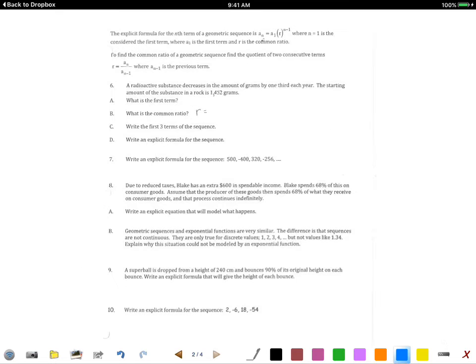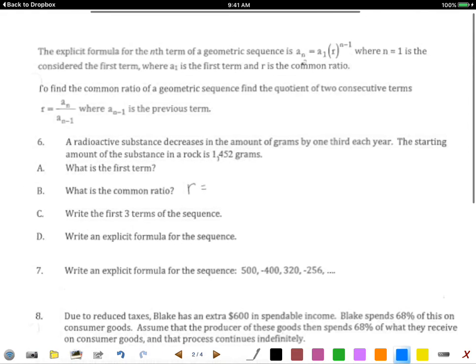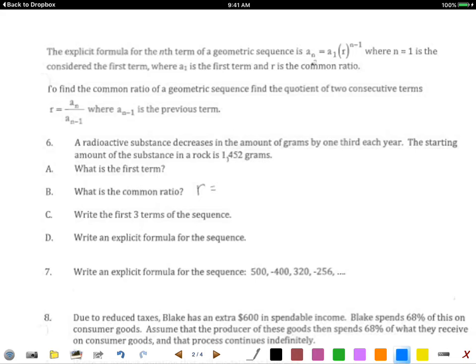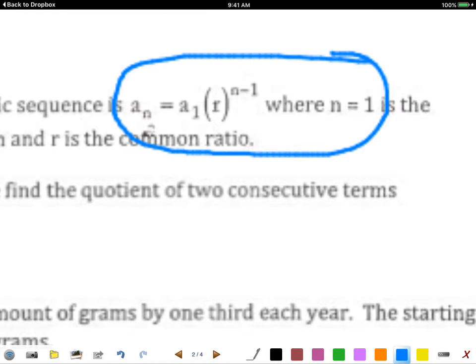All right, let's flip the page over and start looking here. So if you remember from arithmetic sequences, we had an explicit formula that we wrote for them. Well, we have an explicit formula here for these geometric sequences. The common ratio is what are you multiplying by each time?